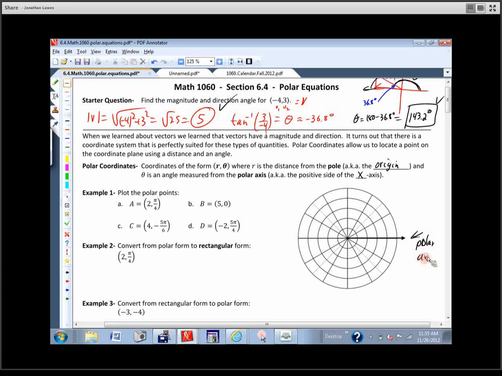Oops. So polar axis right here. And this little point right here, that would be the pole. Okay, that'd be the center of this whole coordinate system. So we're going to go through and we're going to plot a couple of points.